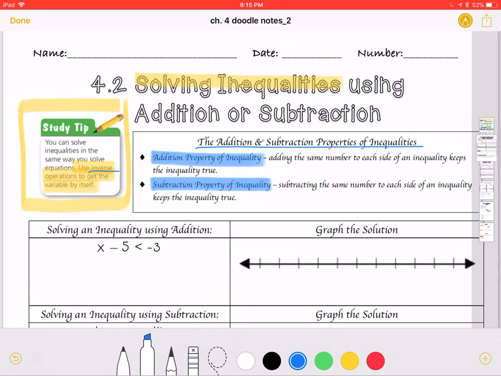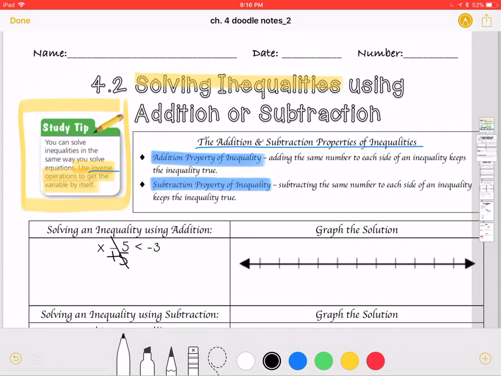So let's take a look at our first example. Solving an inequality using addition. So we have this inequality, x minus 5 is less than negative 3. First, I would find or locate your variable. I see x. Look at what's happening to x. It's being subtracted by 5. So in order to get rid of that, or to get our variable alone, we're going to do the opposite. So we're going to add 5 to both sides.